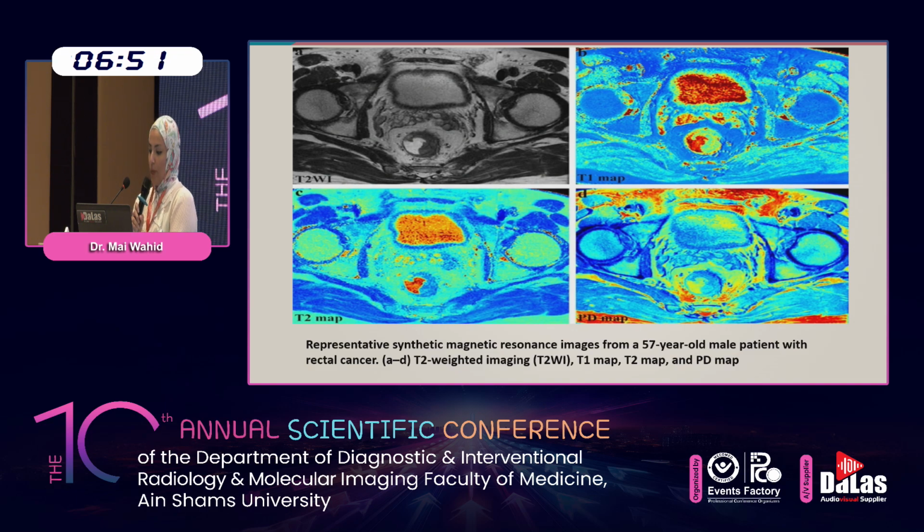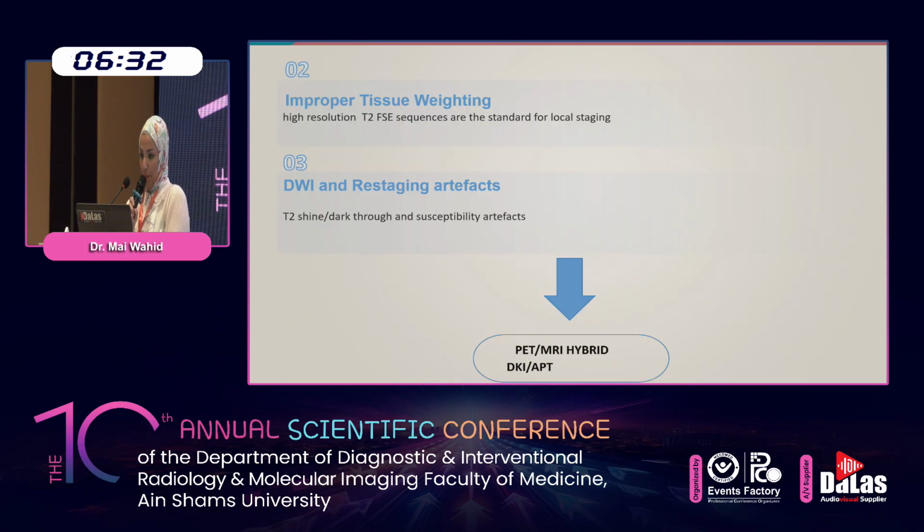So how does it work? It doesn't just produce standard images, it generates maps of the T1 and T2 relaxation times and the proton density in a single acquisition, shortening the scan time. So it offers quantitative values that reflect the tissue's intrinsic physical properties compared to the conventional MRI, again in a short scan time.